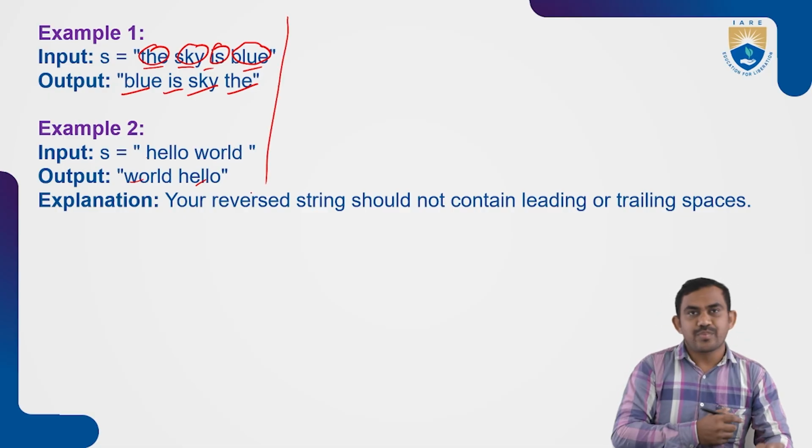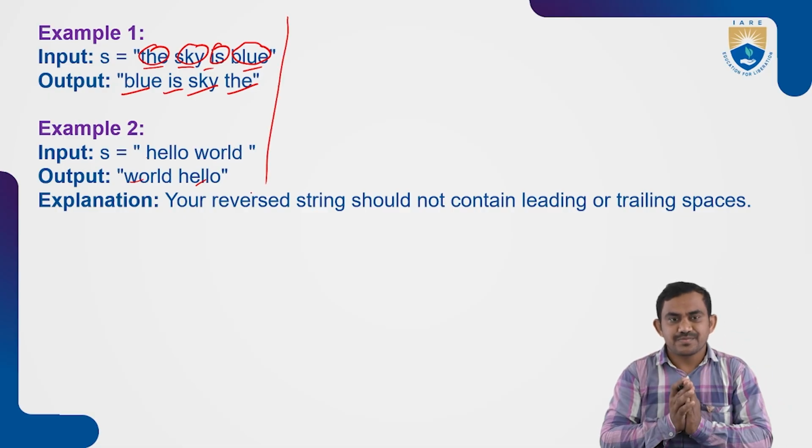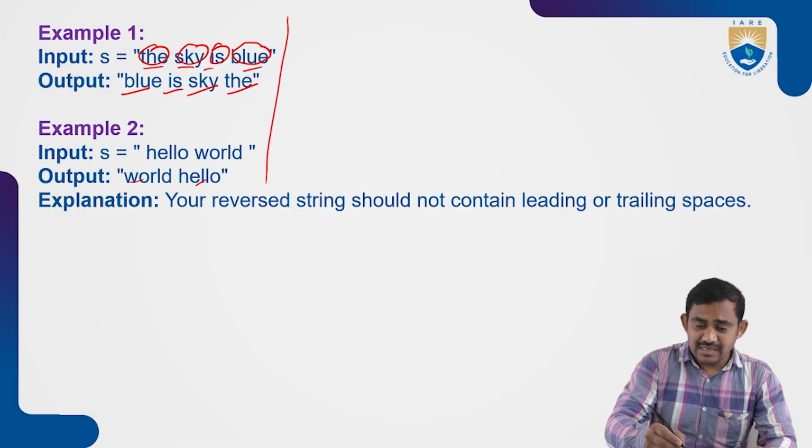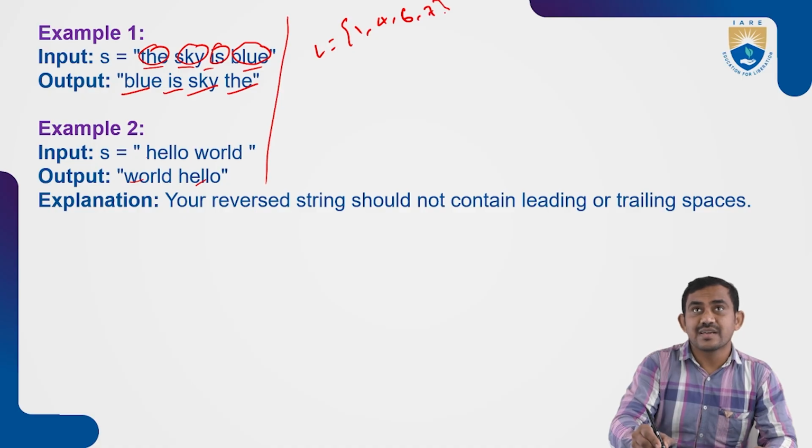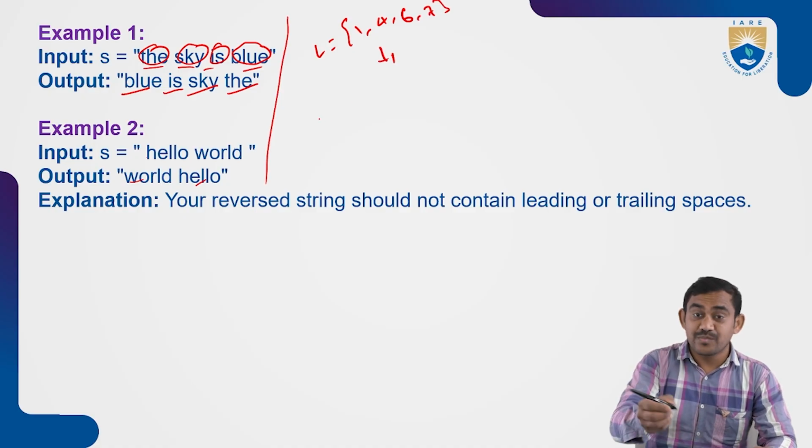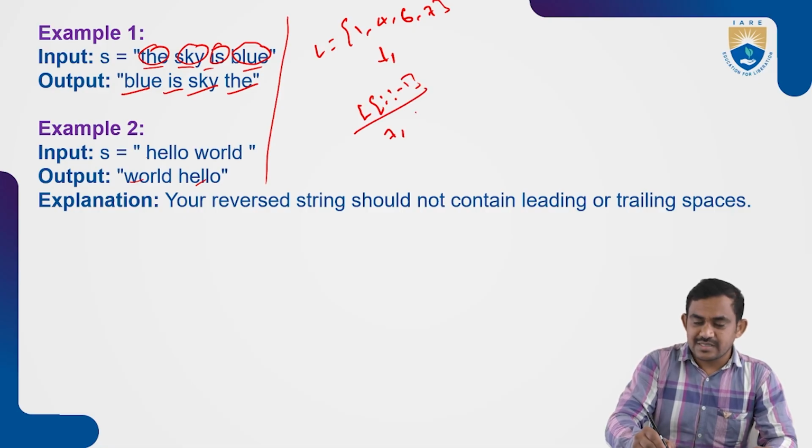Now coming to this problem, what is the main idea? In general, suppose we have a list, 1, 4, 6, 7. This is my list. Reversing it has a simple logic, L[::-1]. Then what do you get? 7, 6, 4, 1. This is your particular output.